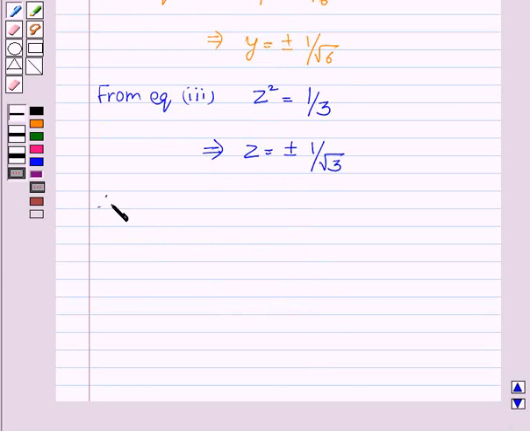Therefore, x equal to plus minus 1 by root 2, y equal to plus minus 1 by root 6, and z equal to plus minus 1 by root 3.